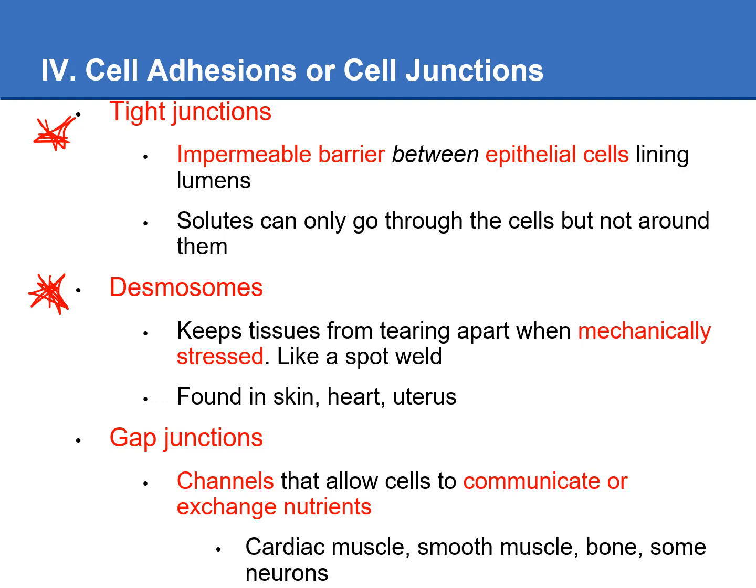And then gap junctions. They're little protein channels between cells, and they allow cells to pass messages back and forth between each other for communication, or they can pass nutrients back and forth like in the bone. So we'll find gap junctions in cardiac muscle cells, smooth muscle cells, bone, and then a few neurons will have gap junctions as well.